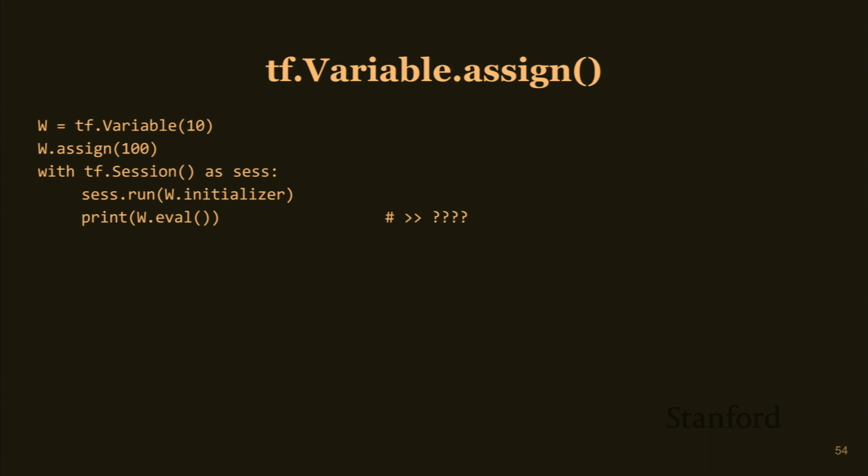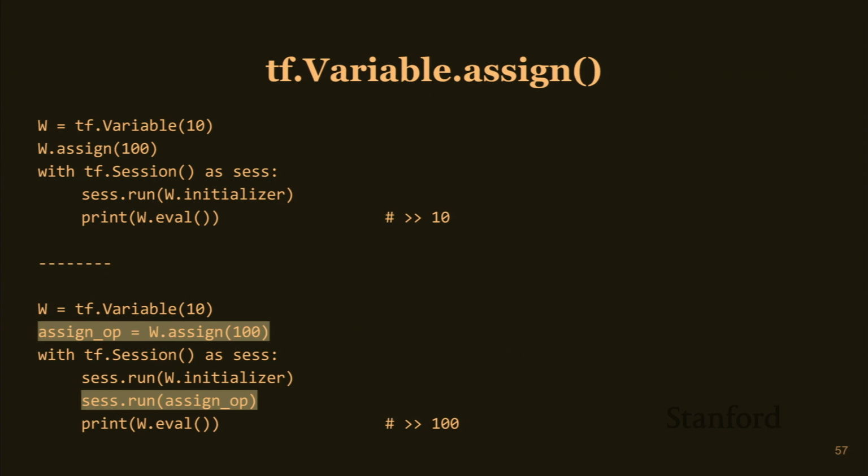So what happens here is that w.assign(100) is also an op. When you write it, it creates an op, but it doesn't execute that op. For the assign to take effect, you have to execute it within a session. So you create an op, w.assign(100), and then you execute that op within the session. And now when you print out w, you will get 100.